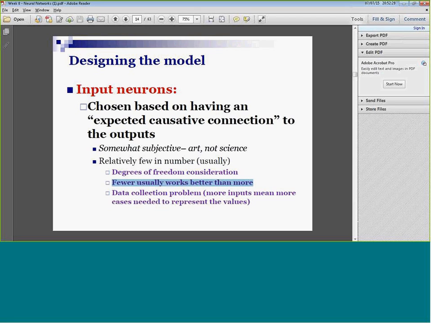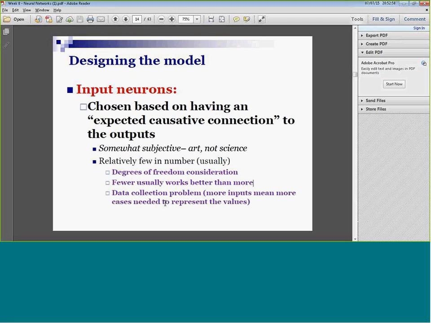When I got my neural networks training, we were told that majority of the time, 7 or fewer inputs would be ideal. Now, that was back in the day when we were training these things with very slow software, so there's no reason not to try more. But, you know, fewer is usually better than more. More means, of course, a data collection problem. We've talked about this. More inputs means more cases are needed also to represent the values.